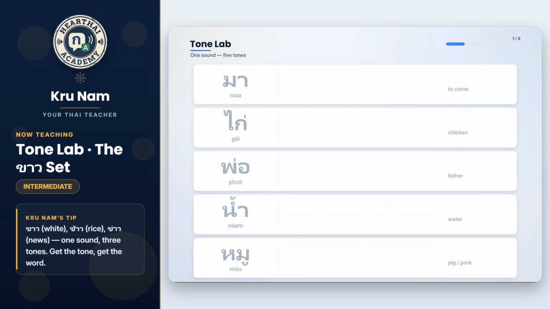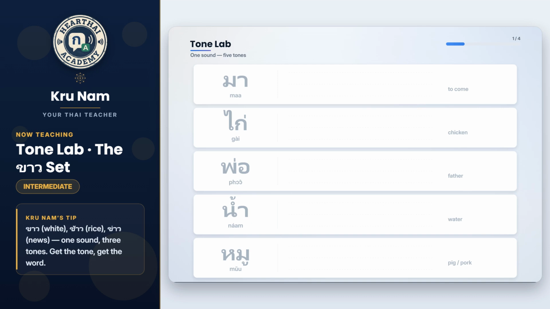You already know Thai has 5 tones, but knowing that and hearing them are two different things. So this is a drill, not a lecture. We're going to review all 5. Then I'll test your ear. Ready? Here they are on a graph.